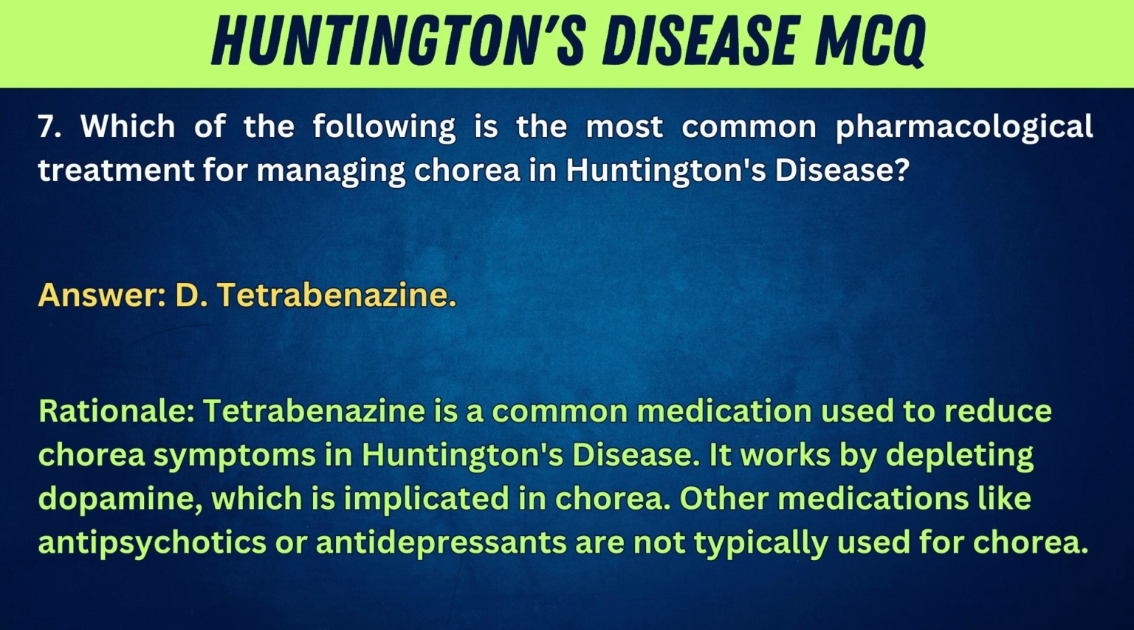Tetrabenazine. Rationale: tetrabenazine is a common medication used to reduce chorea symptoms in Huntington's disease. It works by depleting dopamine, which is implicated in chorea. Other medications like antipsychotics or antidepressants are not typically used for chorea.